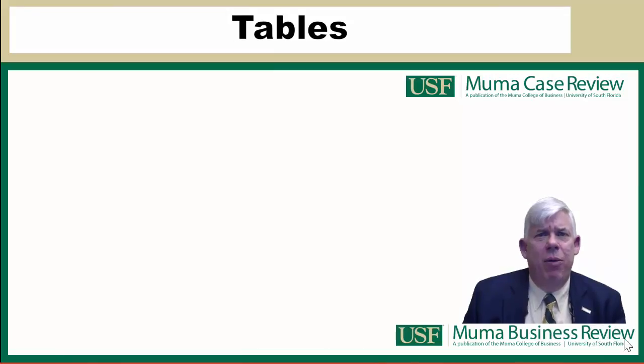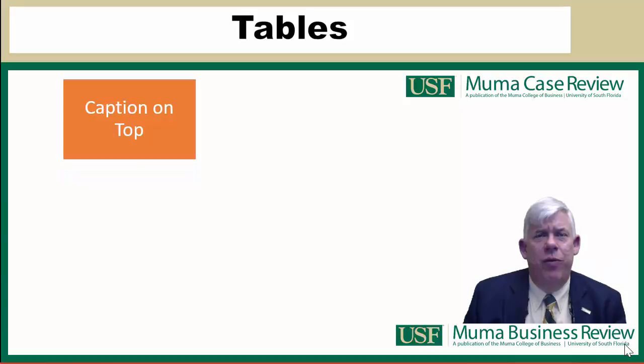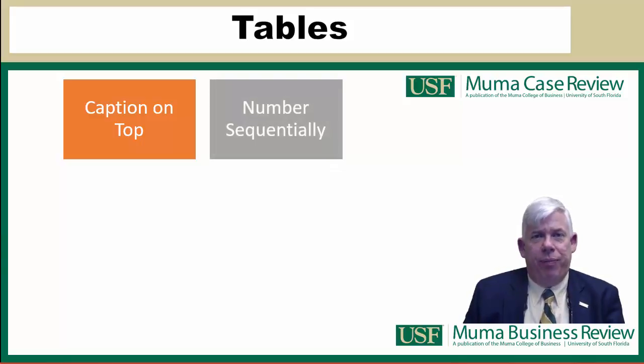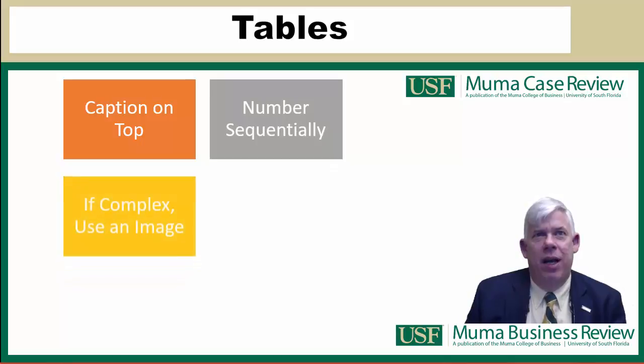The rules for tables are pretty similar to the rules for figures, except the caption is on top of a table as opposed to being underneath it, and you don't necessarily use the caption tool for tables. A lot of times I will just use regular text. Tables should be numbered sequentially, as is true for figures.